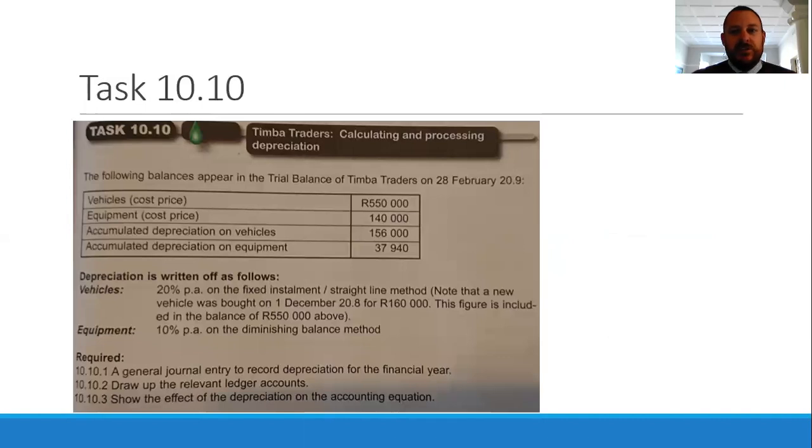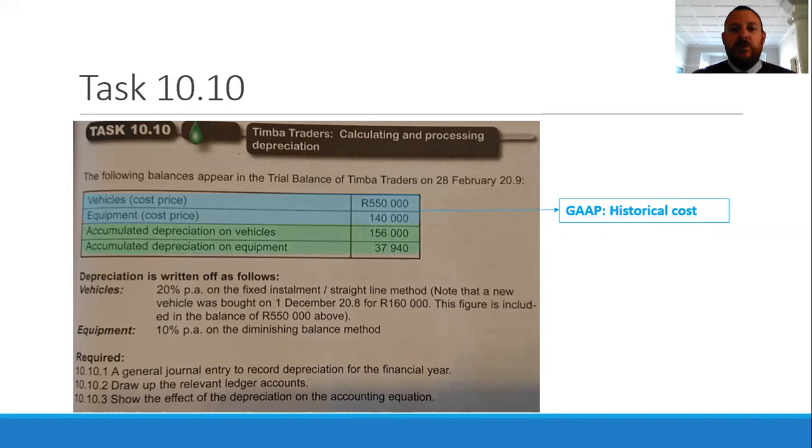In this question, you'll see, guys, they gave us vehicles and equipment at cost. Okay, remember that is that GAAP principle there, which they refer to as the historical cost rule, where we always reflect our assets at the original purchase price, at the original value. Okay, so that's the historical cost rule.